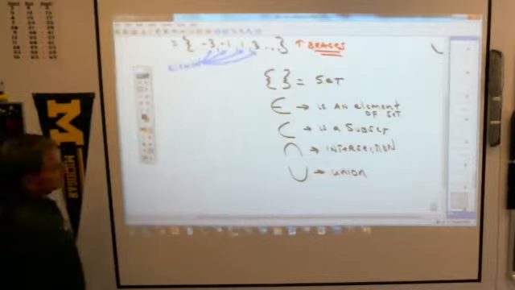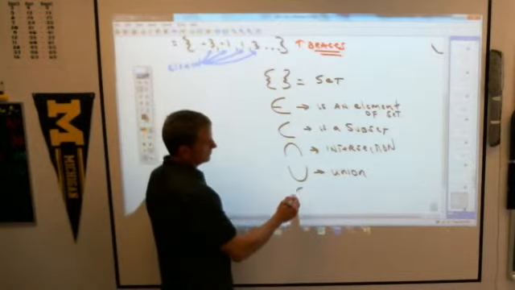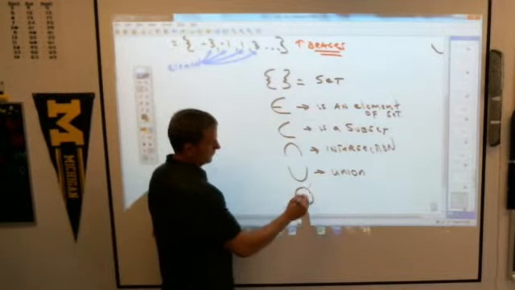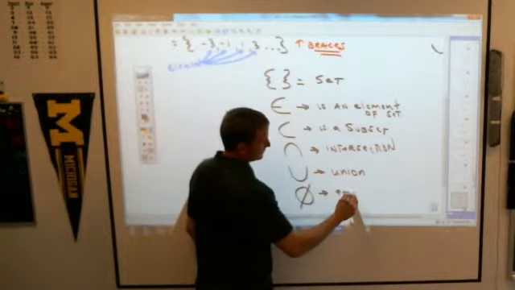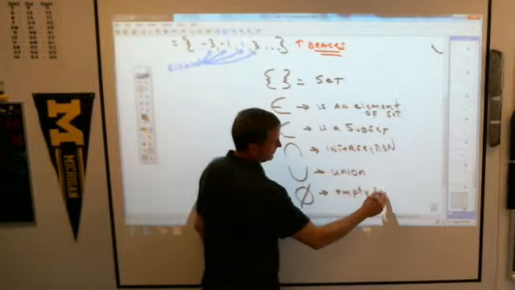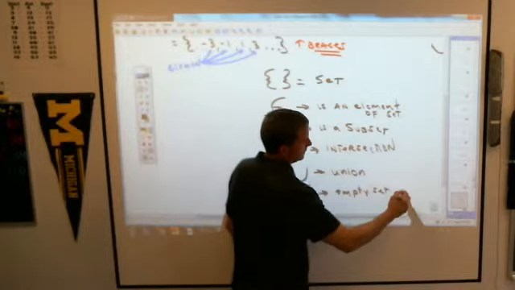And then the last thing the book says is this. You have a 0 with a little slash mark through it. We call that an empty set. And I think some people also call it a null set.